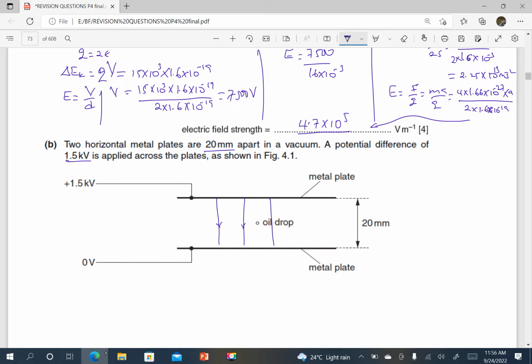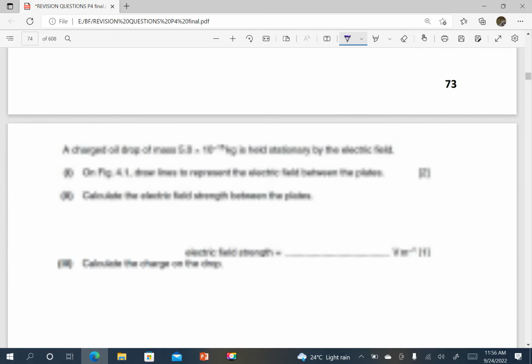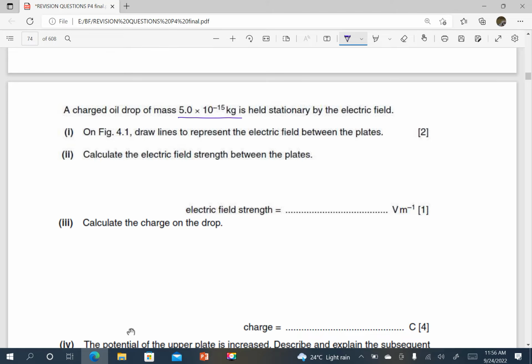Note that they should be equally spaced and parallel to each other, so they should be pointing downwards. Equally spaced, parallel to each other. That is the electric field. The next part, part 2. Calculate the electric field strength between the plates.